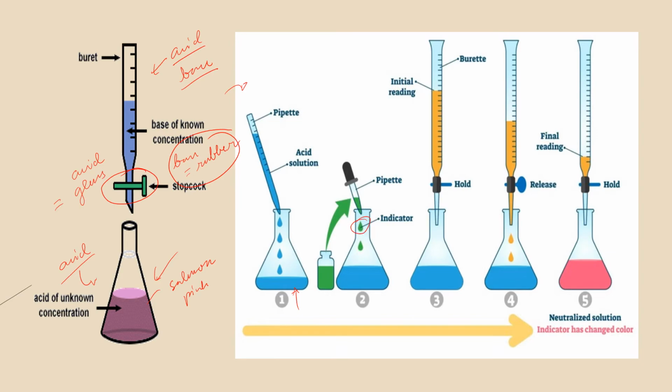You add your indicator, which will give us the color reaction later on. And then you have your burette. This could be acid or base again. And then you read your initial volume. Then you're going to drop the reagent into your unknown solution until you get the color reaction. So you're going to measure your initial volume, and then you're going to measure your final volume. And then you're going to find out how much was used, and then you know how much was added into your analyte.